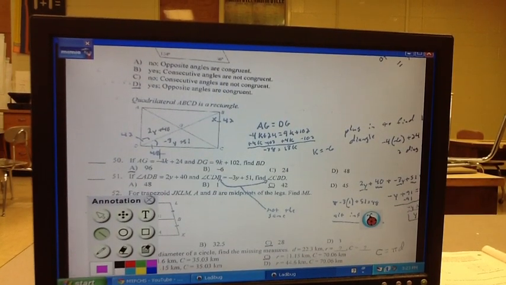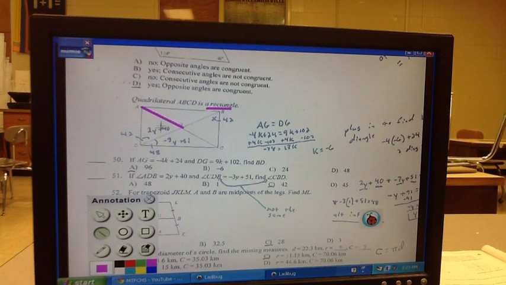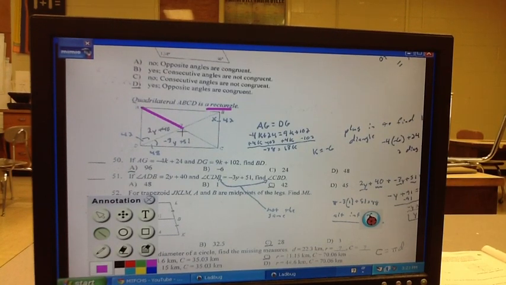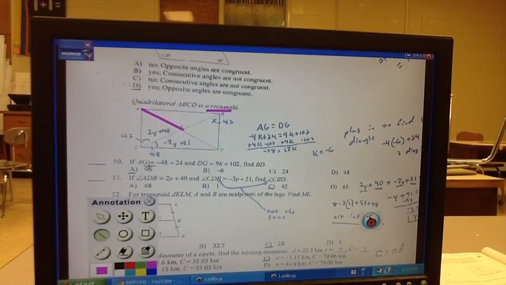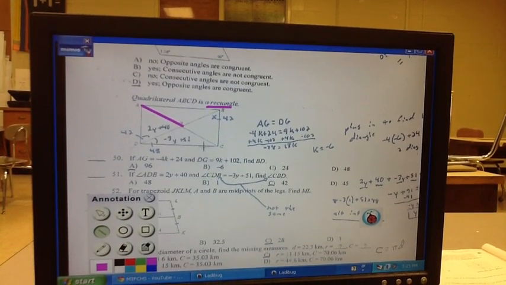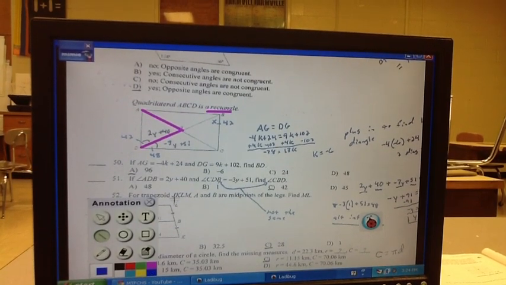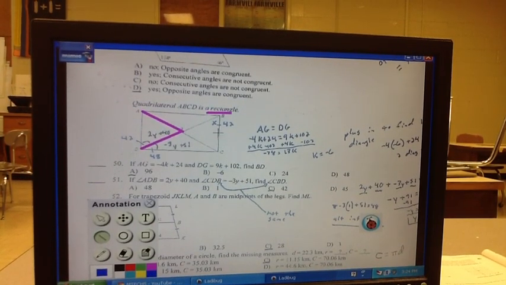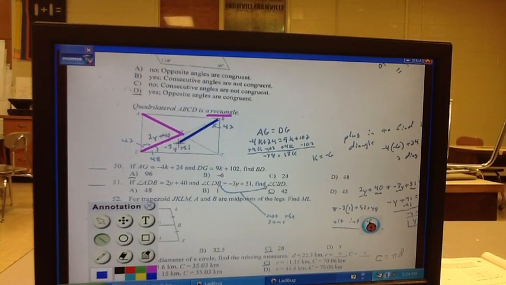Question 50. A to G. So we've got A to G there. First of all, we're dealing with a rectangle. So remember, with rectangles, all these diagonals are the same: A to G, G to B, G to C, and G to D. That tells us A to G equals D to G, so we know they're congruent before we even get to work. And then it says find B to D, which is all the way across.